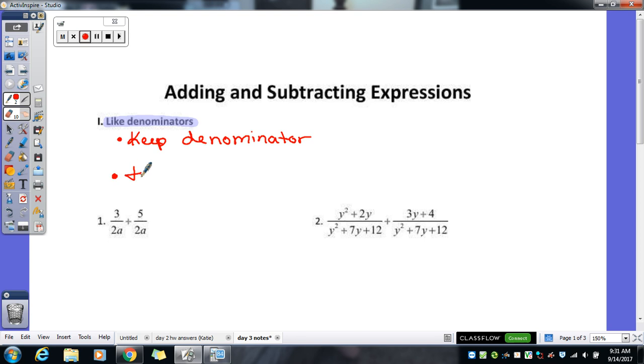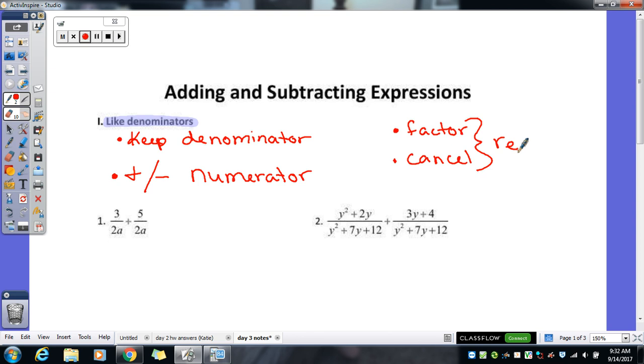You're going to add or subtract your numerators, depending on what sign you have within the problem. You'll be adding or subtracting them. After you do that, you do any factoring. So you factor and cancel. Remember, it's those two things that allow us to reduce our fractions. So factor and then cancel. That's how we reduce them.